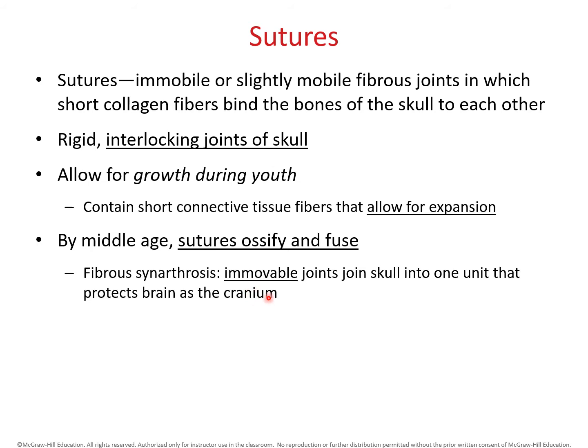So these are classified as a fibrous synarthrosis, immovable joints. Now, understand that in the beginning, when we're developing, these are movable, because the bones aren't totally ossified yet. So there is some movability possible there. But once you have fully matured, and it says here by middle age, sutures will ossify and fuse. So the older you get, the less movable these joints are.